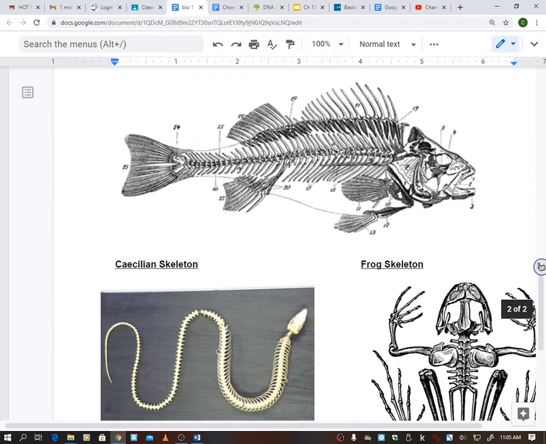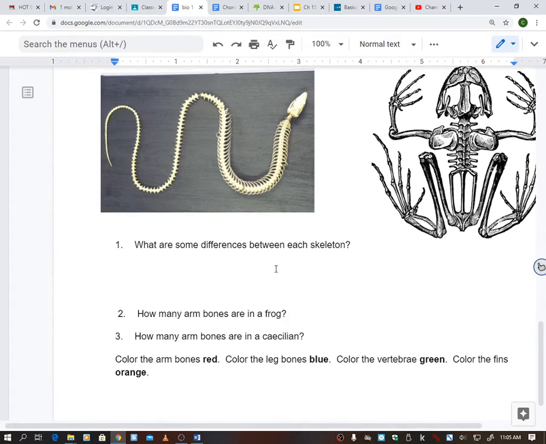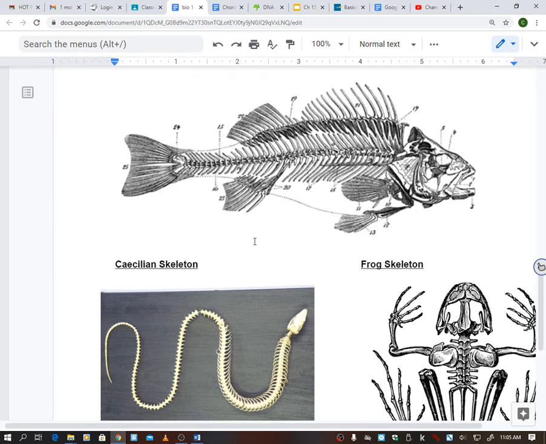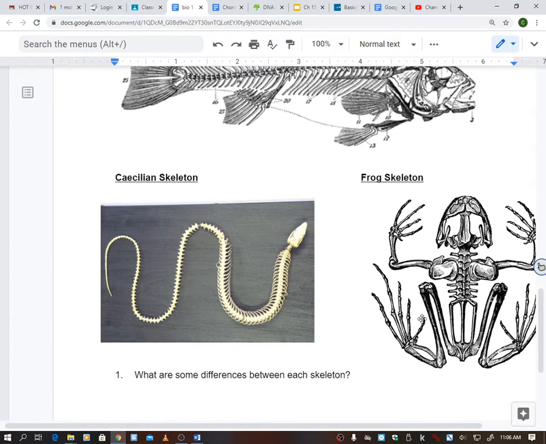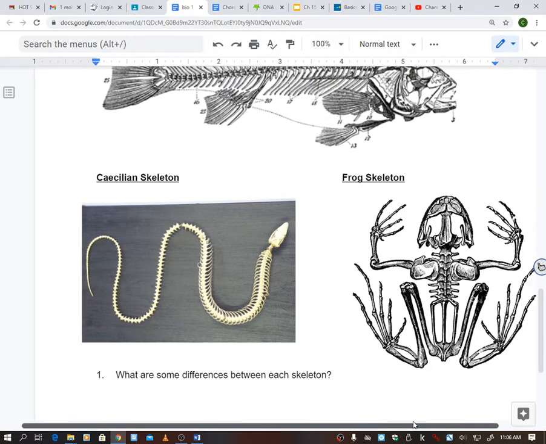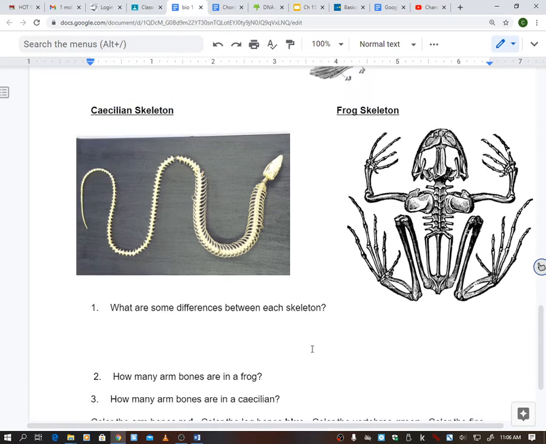And then after that, this doesn't really deal with any of those worksheets. This is just, here are some skeletons. What are some differences? Literally just looking at these, what are some differences that you see in these 3 skeletons? Number 2, how many arm bones are in the frog? So you're trying to count. That's it, you're just counting. How many arm bones are in a Sicilian? Color the arm bones red, color leg bones blue, color vertebrae green, and then color the fins orange.